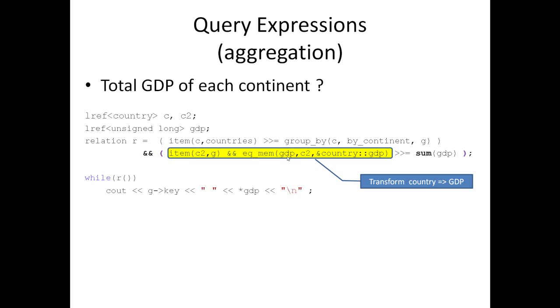And now we can go ahead and print the solutions. Each time R succeeds, we get one group that gives you the continent's name if you use a key member of the group, and then we print also the total GDP for that continent.